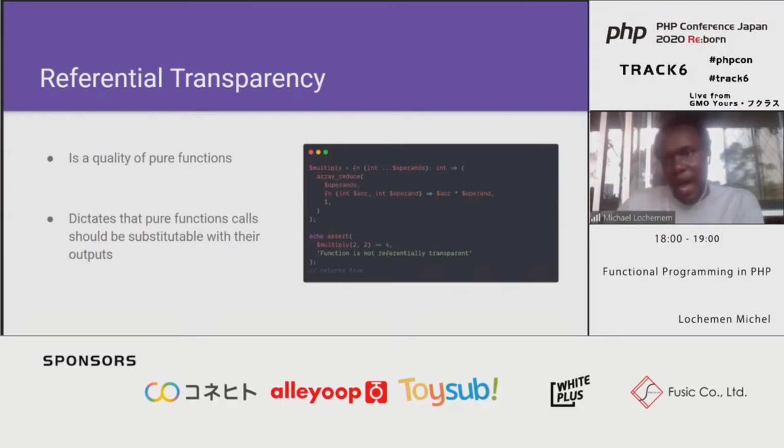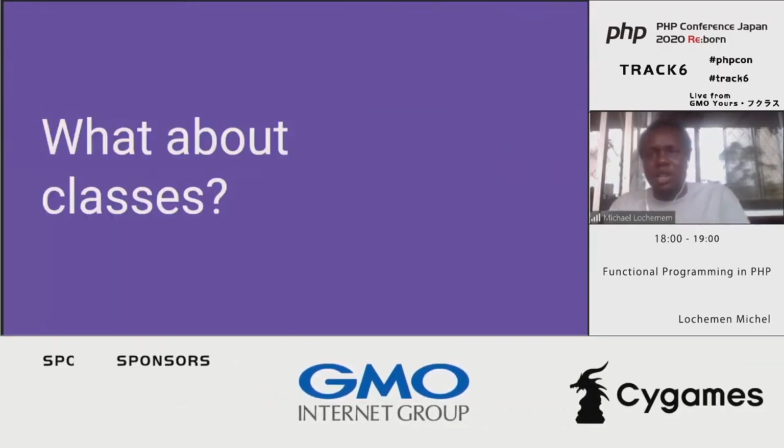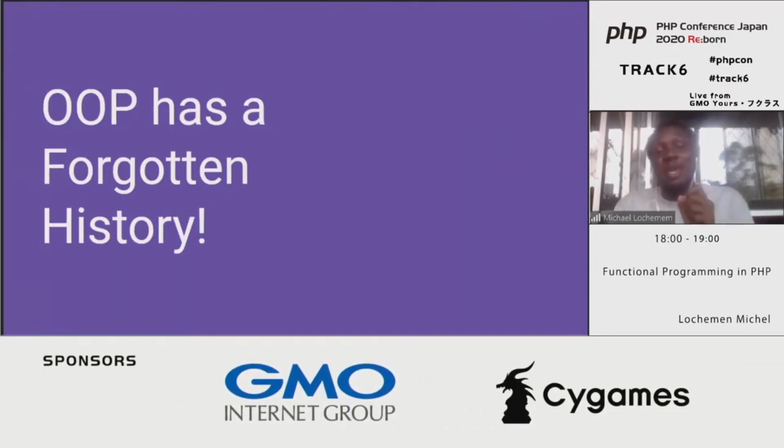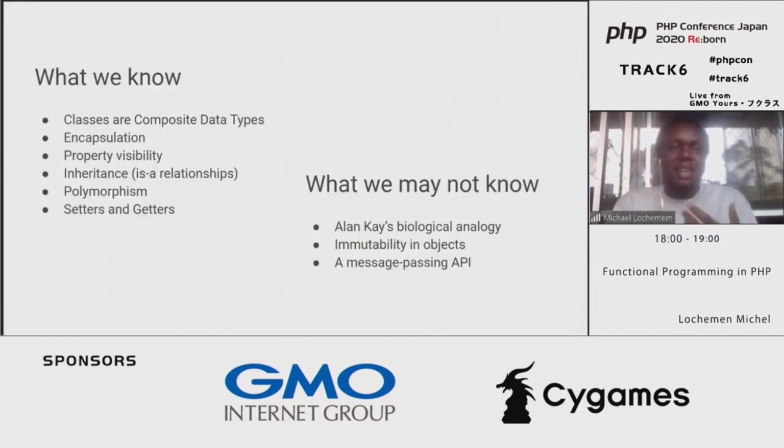If I can substitute my output, the result of my expression, because that's the thing about expressions, they always evaluate to a value, if I can substitute my outputs with a function call with a specified set of inputs, then my function is pure. Great. So what about classes? Now, OOP has a forgotten history. This is what I was talking about when I said this is not an FP versus OOP debate. So what we know about classes is they're composite data types.